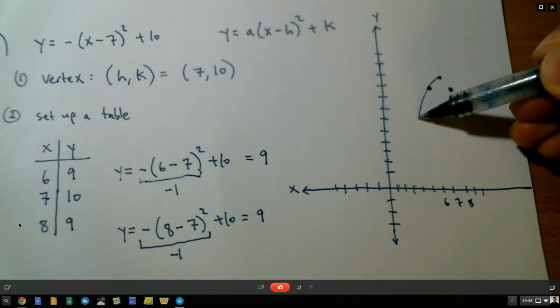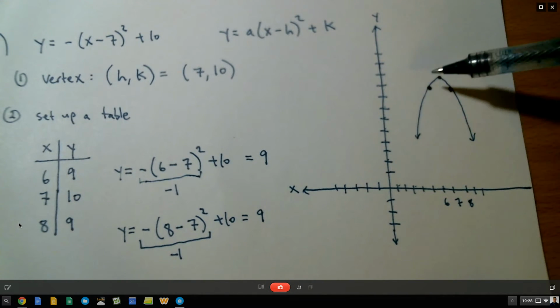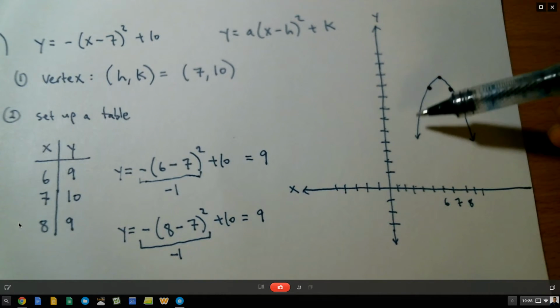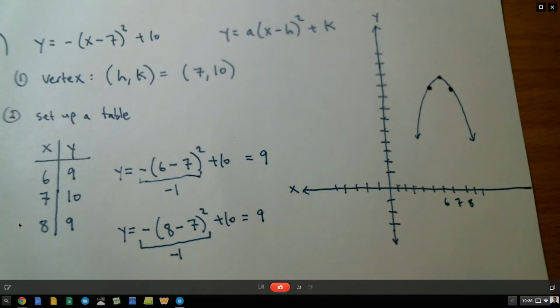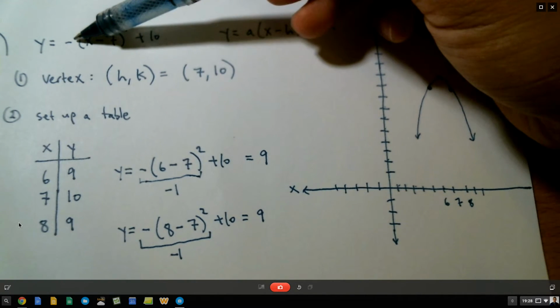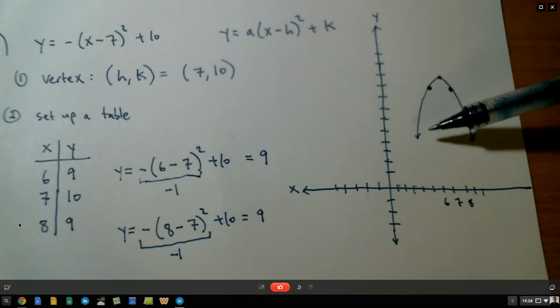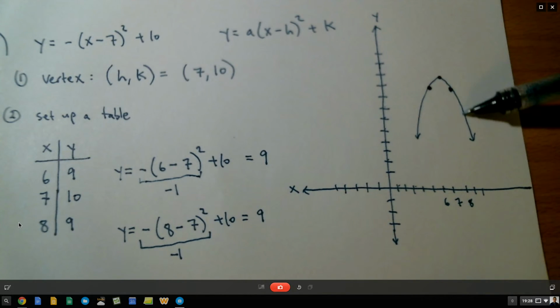And then we have our parabola. Notice that it's an upside down parabola, or as some of you like to call it, a frown face. So to get that, notice that it's because we have a negative on the outside of here. So we have ourselves an upside down parabola.